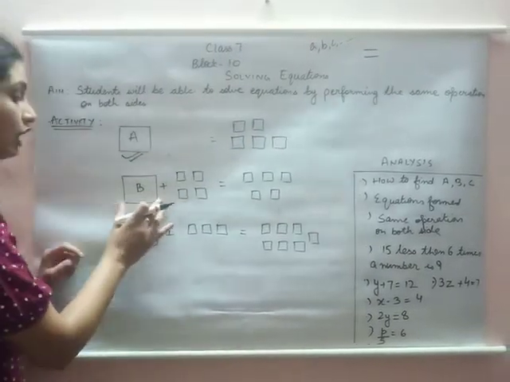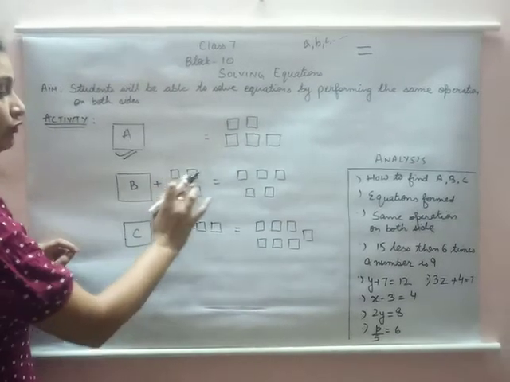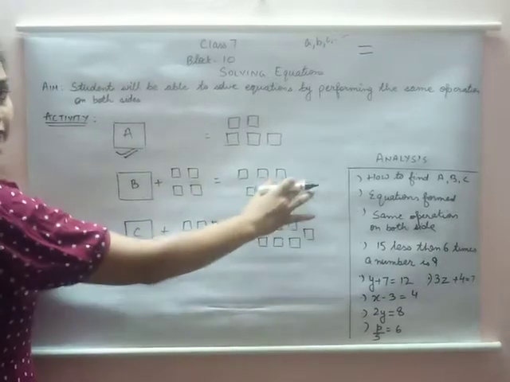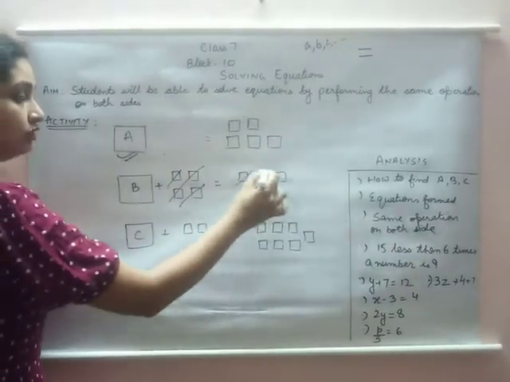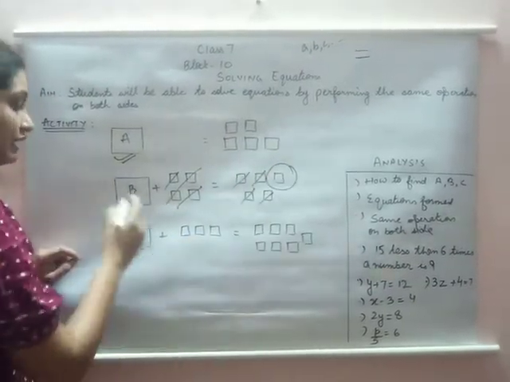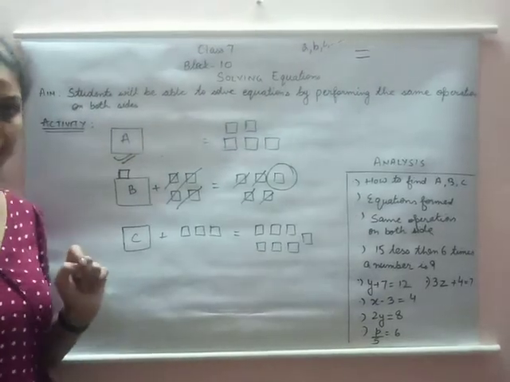We have to find out how many blocks are hidden in the bag B. Right? There are 4 blocks outside and in total they add up to 5 blocks. So if I cancel these 4 with these 4 blocks, what am I left with? I'm left with just 1 block. That means bag B contains only 1 block.